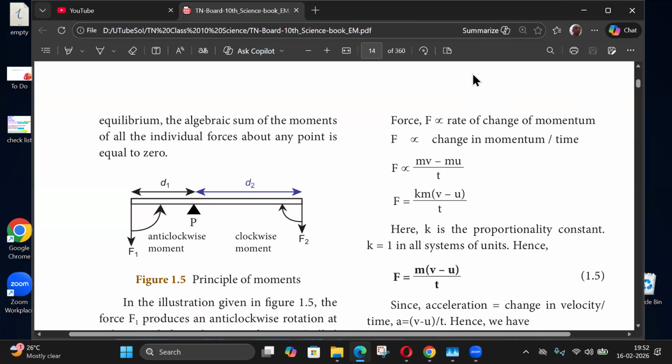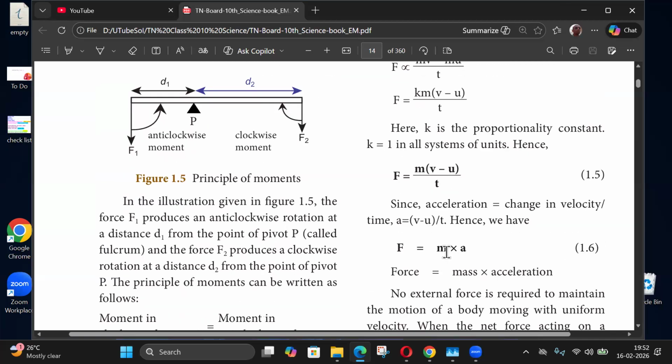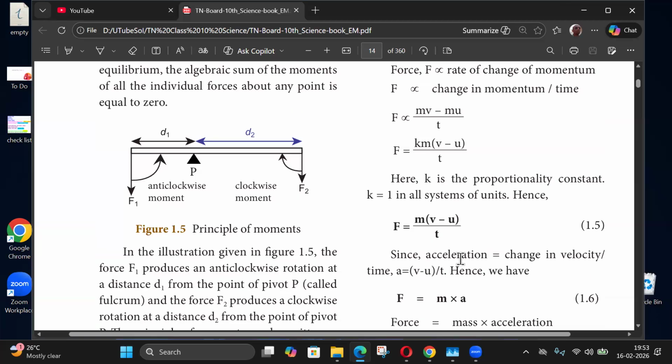Change is always final minus initial. Final velocity is v, initial velocity is u. So this is the change in momentum divided by the time. This is proportional, so we can have a proportionality constant k. And (v minus u) by t is nothing but acceleration, the definition of acceleration: how fast the velocity is changing. Final velocity minus initial velocity by the time taken for the change. It turns out that k is 1 in SI units.